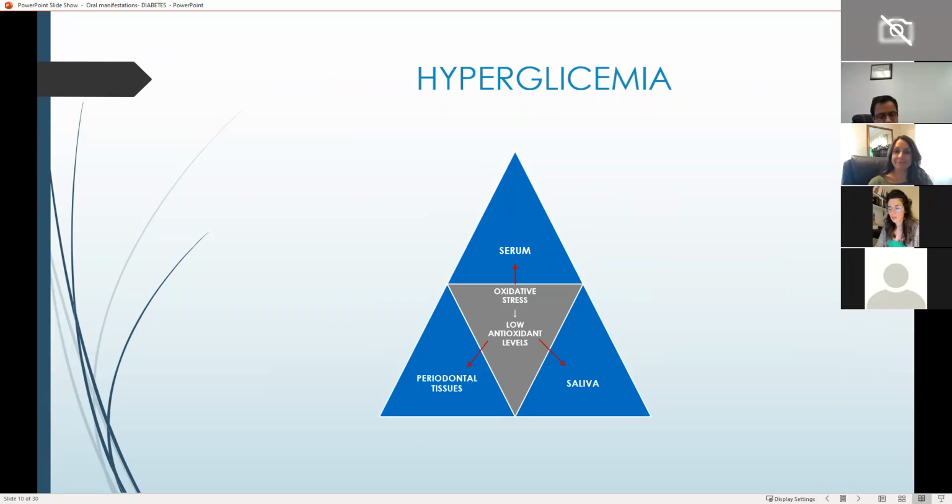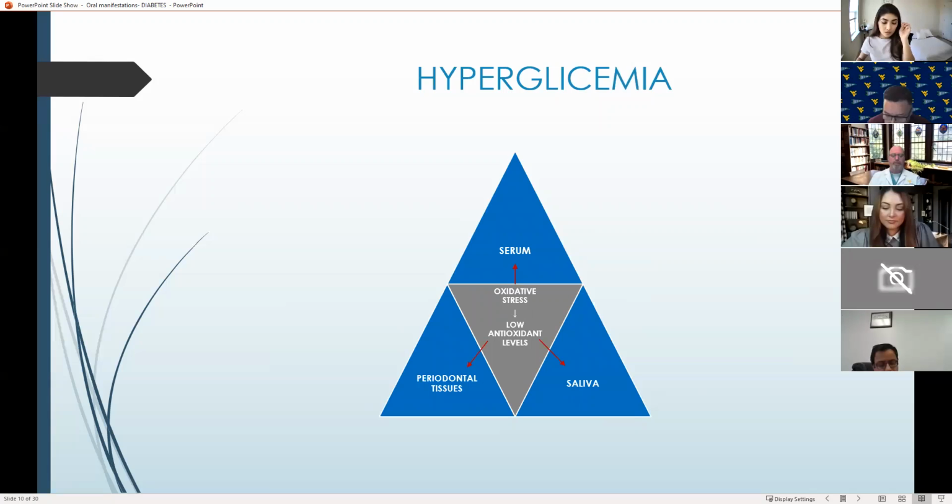There's evidence that the underlying upstream mechanism, oxidative stress, affects periodontal health as it does any of the other organs and tissues in the body. Low antioxidant levels are often interpreted as an indicator of oxidative stress, and several studies have found decreased levels of antioxidants in serum, periodontal tissues, and saliva of patients with diabetes and periodontitis, compared to subjects without diabetes.